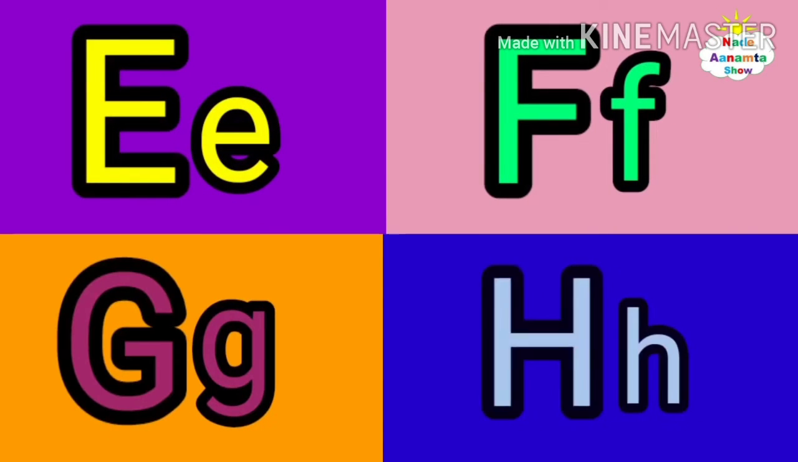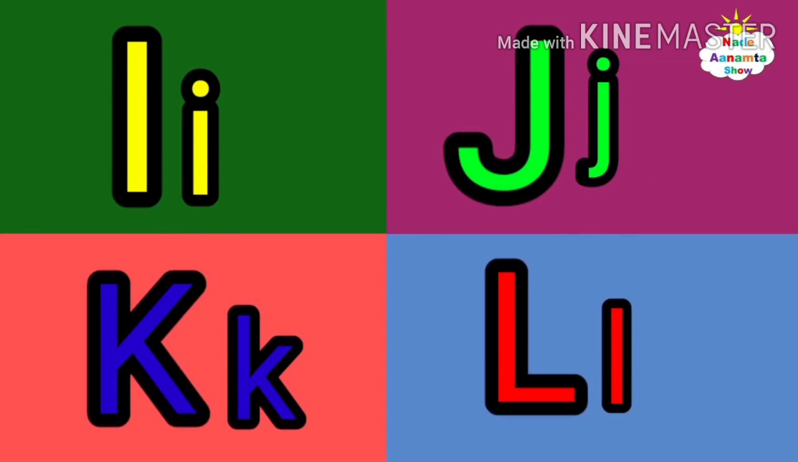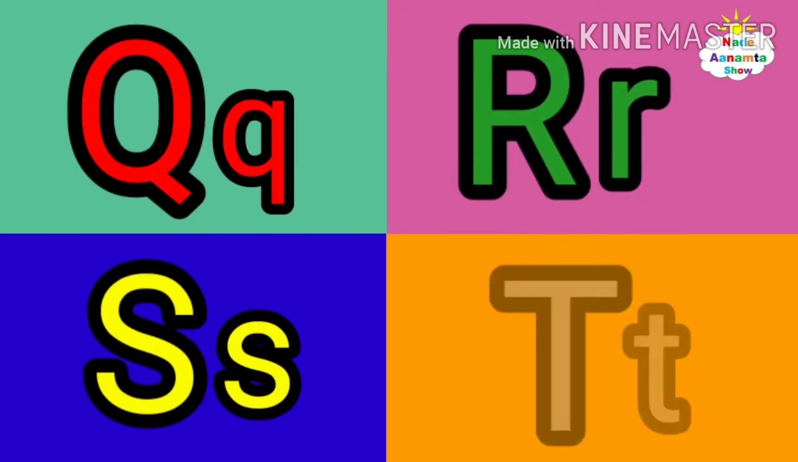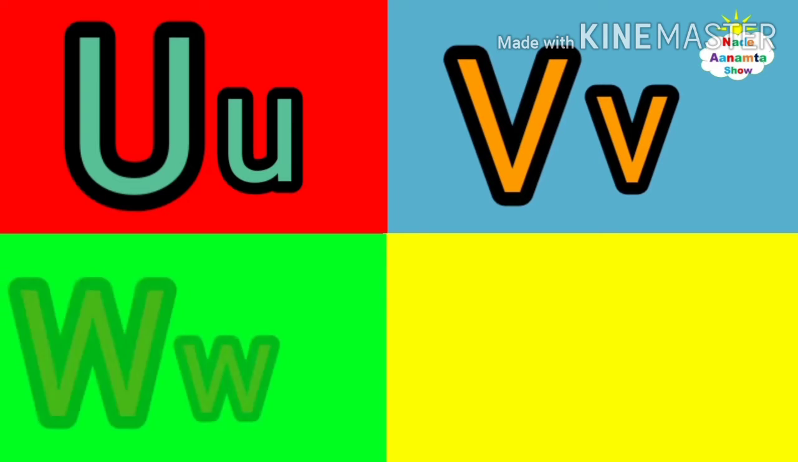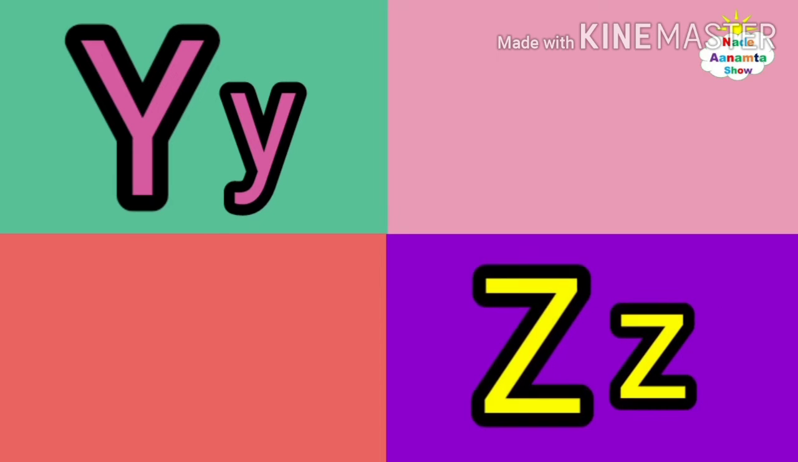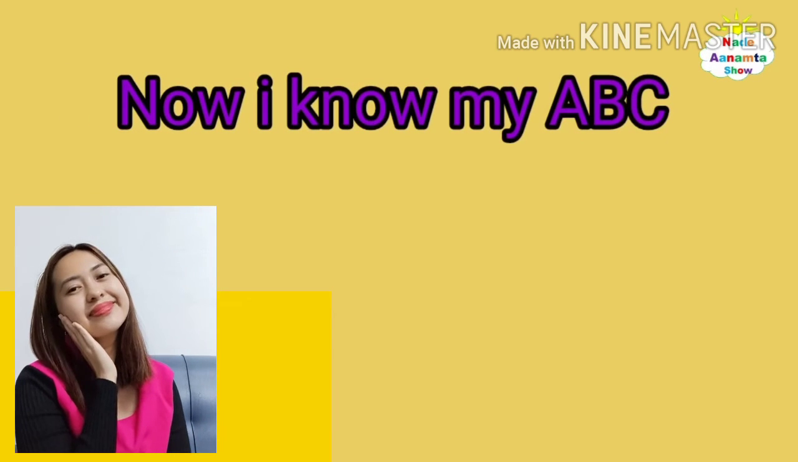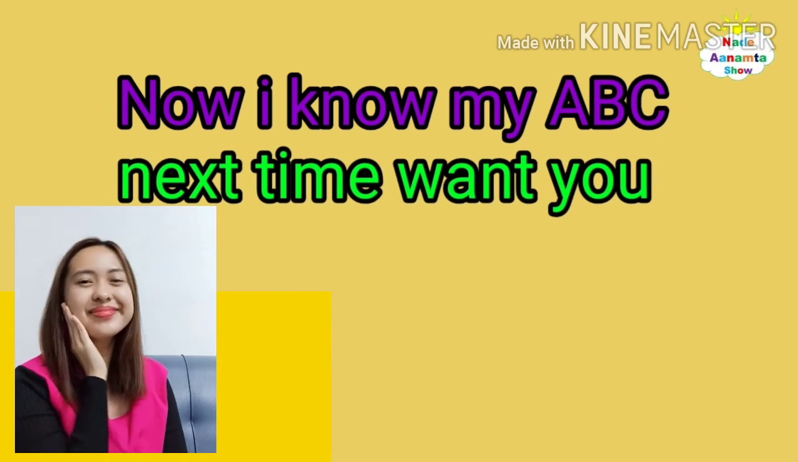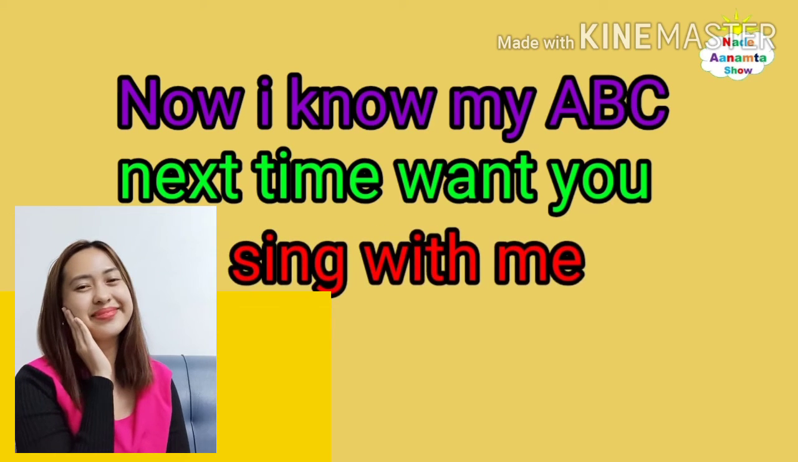I want you to sing this alphabet song. A, B, C, D, E, F, G, H, I, J, K, L, M, N, O, P, Q, R, S, T, U, V, W, X, Y, and Z. Now I know my ABC. Next time, won't you sing with me?